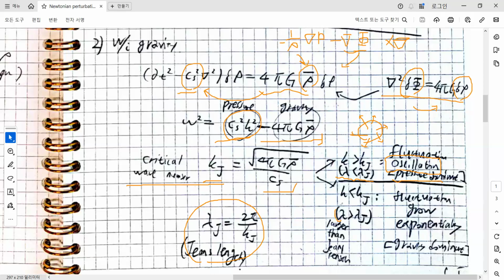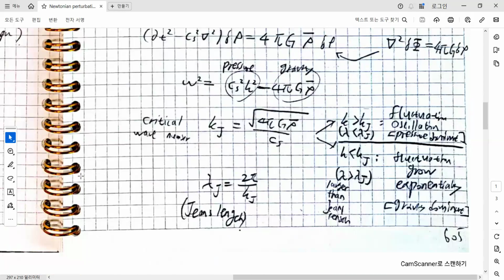But when the length scale is larger than the Jeans length, so the wave numbers are smaller than the Jeans wave number, then this gives a negative omega squared, so an imaginary frequency. So the solutions are given by exponentially growing and decaying forms. This is the gravity dominant case, so the forces act attractively. So there are two different regimes, depending on whether the length scale is larger than the Jeans length or not.